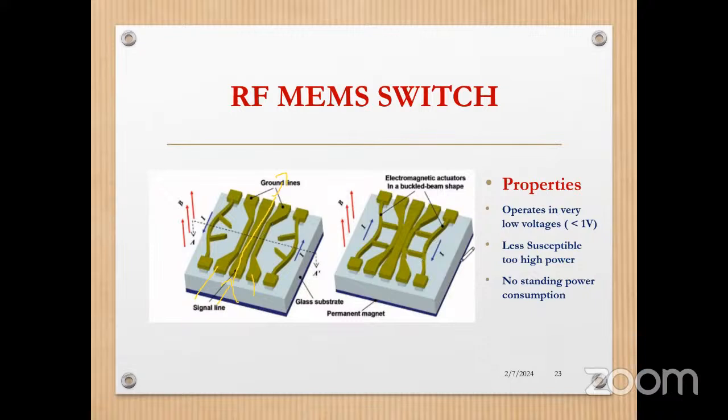Okay. Look at the second diagram. When I put a pressure on this part, you can see that the ground plane is pressed towards the center conductor or signal line. So the ground comes in contact with the signal line, and the signal cannot pass through. The switch is in off state. So this is one of the applications of MEMS switch.